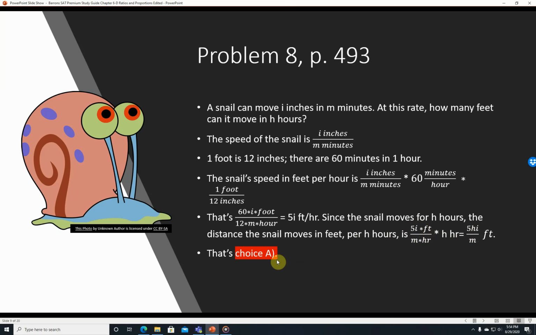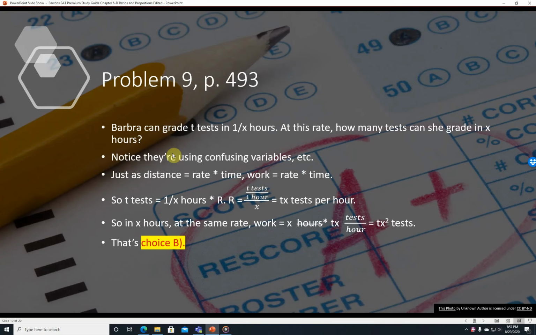That's choice A. Problem 9, page 493. Barbara can grade t tests in 1 over x hours. At this rate, how many tests can she grade in x hours? Notice they're using confusing variables, and we're going to get past that. How? By being very careful.